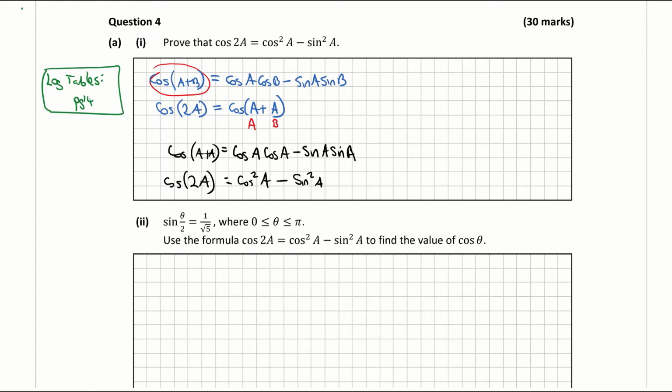Having a look at part 2: sine of theta over 2 is equal to 1 over the root of 5, where theta, which is the angle, is between 0 and pi. So pi here in this case is in radians, 180 degrees. It's important here that they're not allowing us to solve this in any way we want. It's asking us that we must use the formula cos 2A is equal to cos squared A minus sine squared A to find the value of cos theta. So we have to use that.